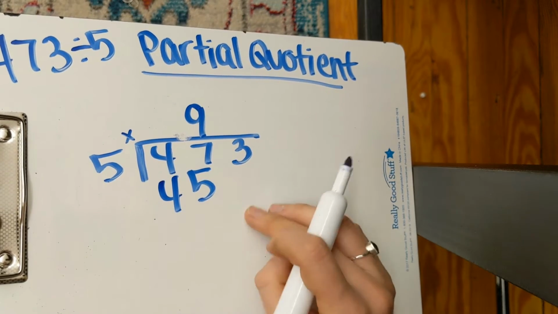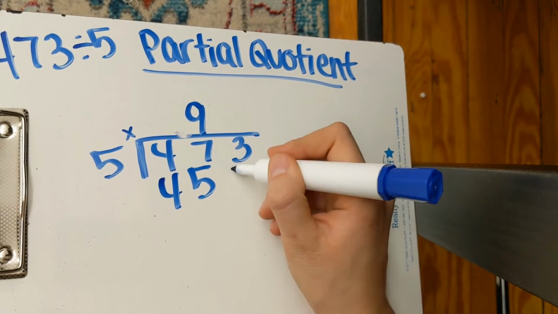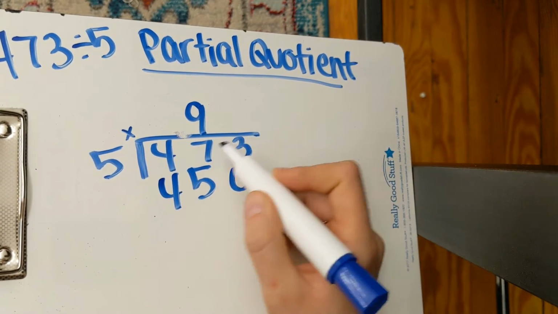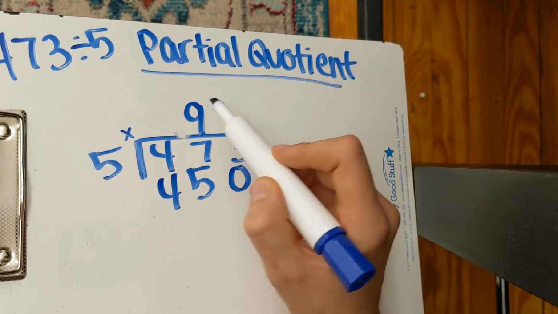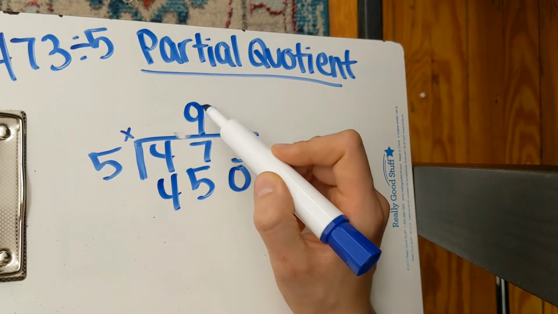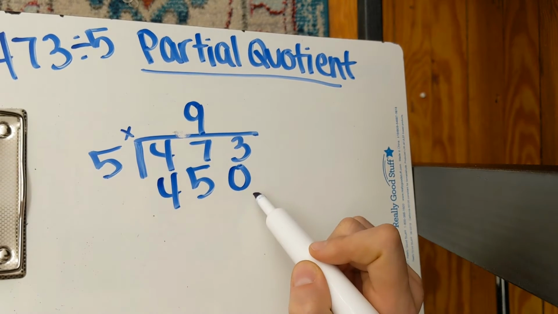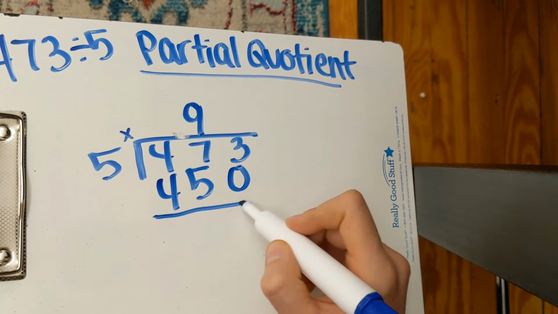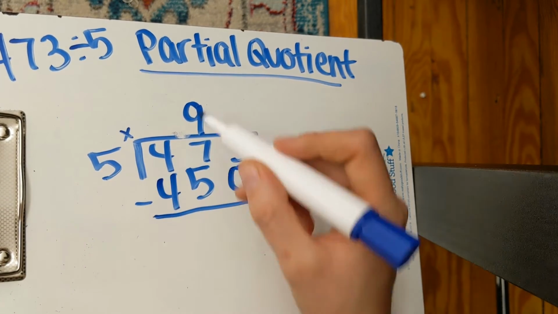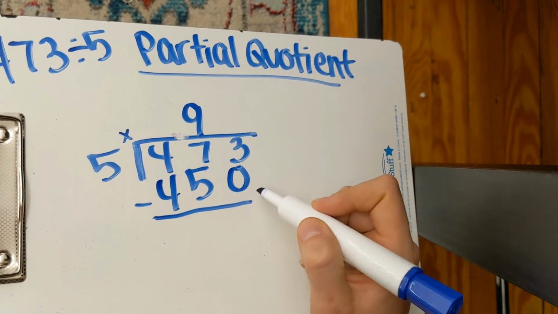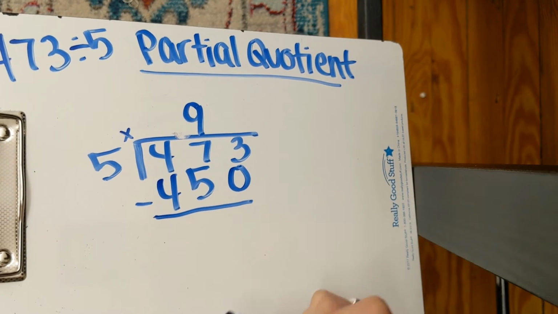Because this is partial quotient division, we like to stick a 0 on the end because we're going to take this part of the problem, which was 5 times 90, this 9 is in the tens place, equals 450. We're going to stick that 0 on the end so that we can take this partial quotient, part of the problem, away from our larger problem.